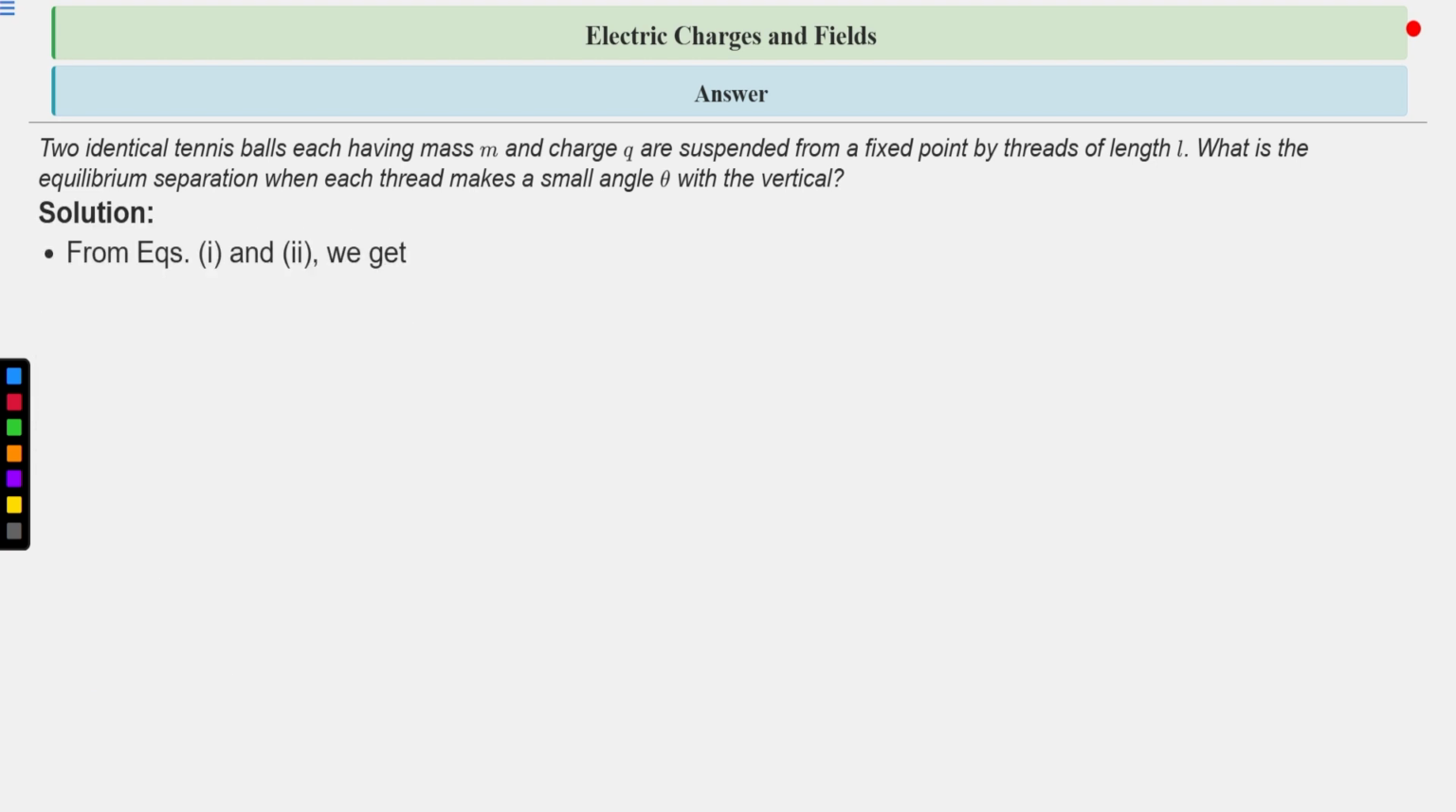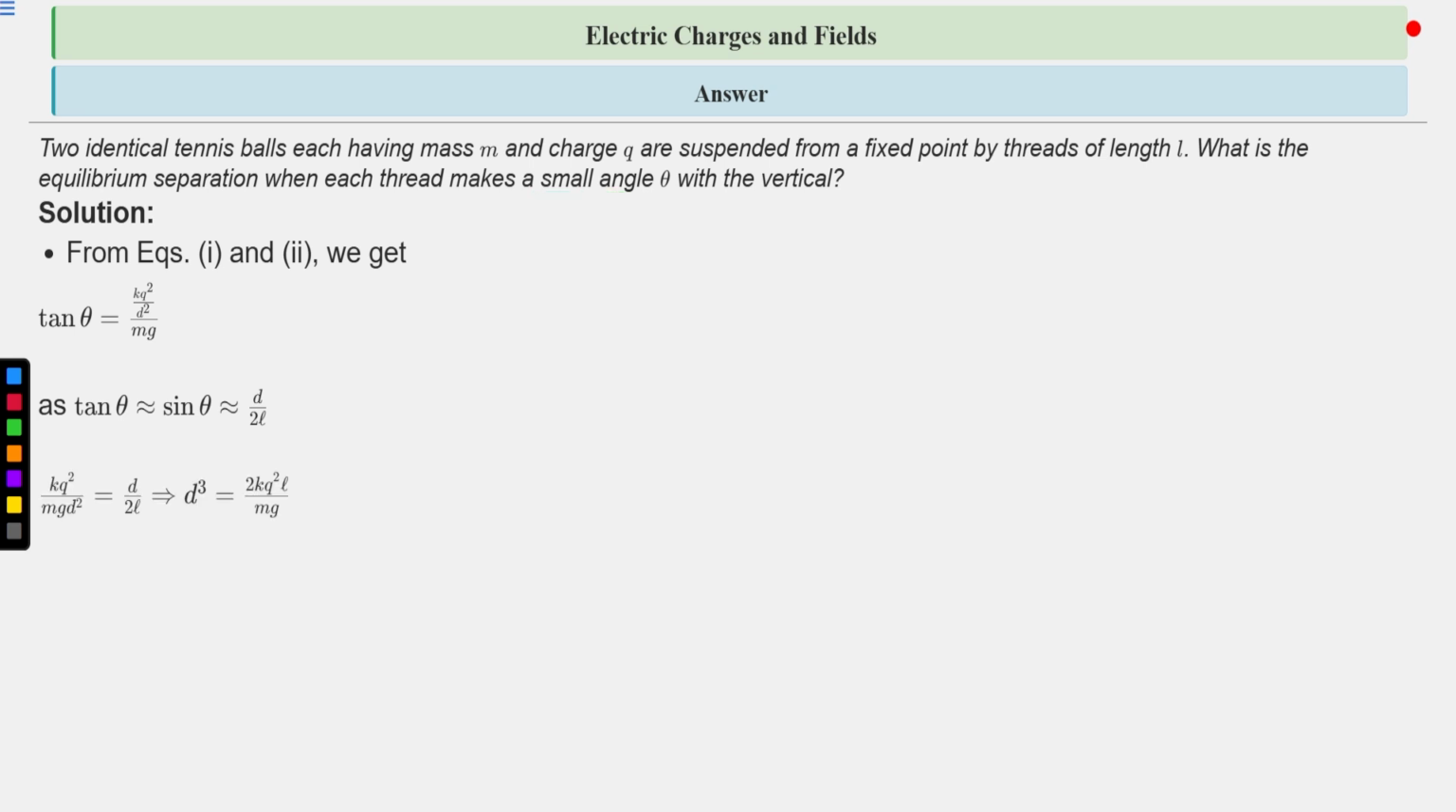Now from equations 1 and 2 we get tan theta equal to kq square upon d square upon mg. We know that theta is a very small angle, so theta is nearly equal to sin theta, which is nearly equal to tan theta. So tan theta is approximately equal to sin theta, which from the diagram is approximately d by 2l.